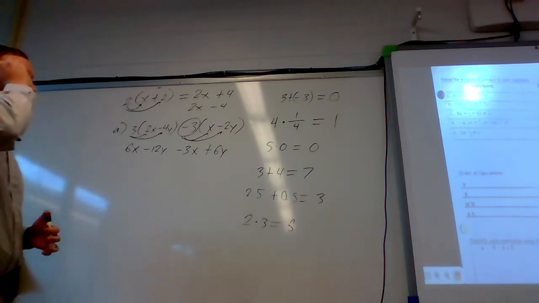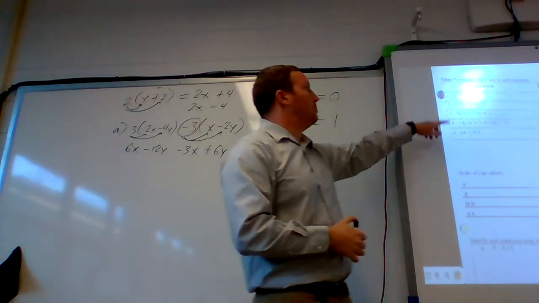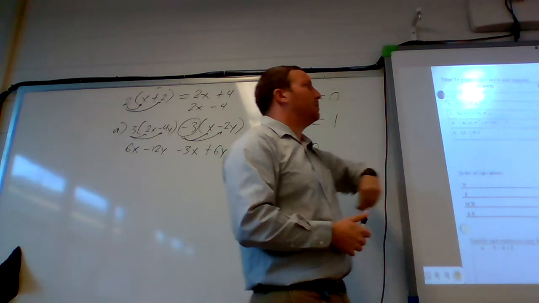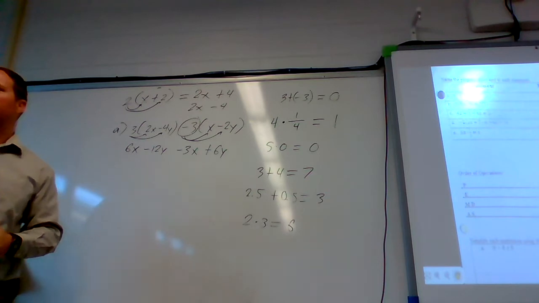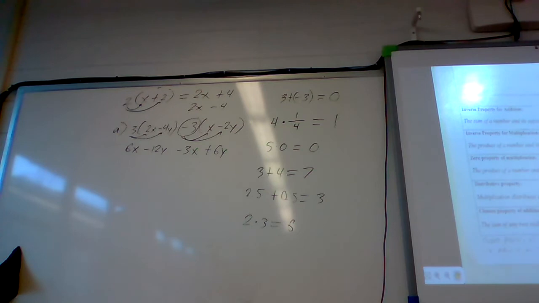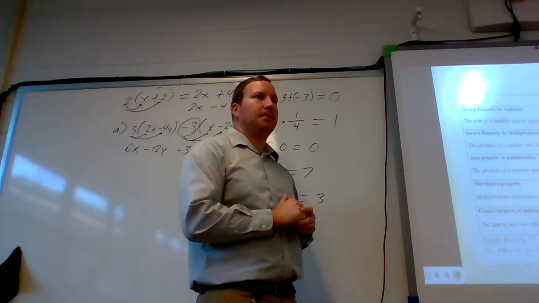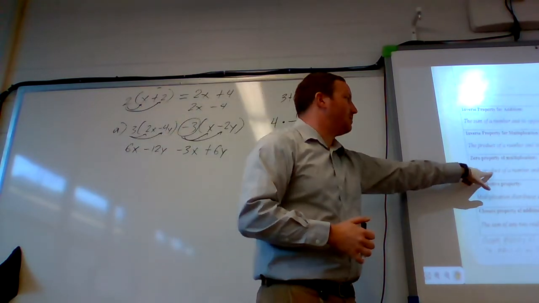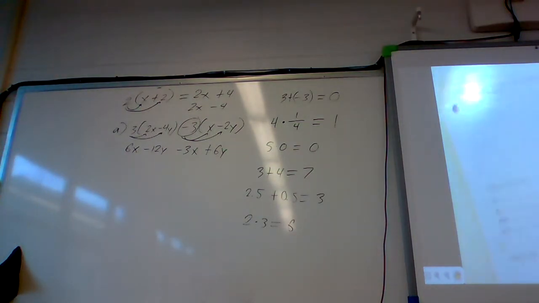So on the next page, name the property illustrated in each statement. So what would be A? We have 4 times 0 equals 0. What property is illustrated on that? So which of these has a multiplication by 0? Zero property of multiplication, right? So the product of a number and 0 equals 0. That would be our zero property of multiplication.